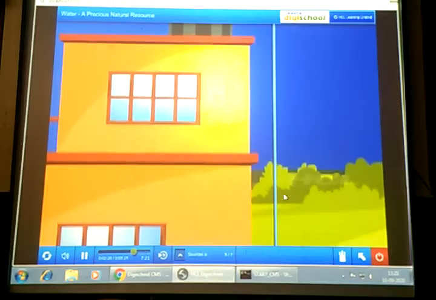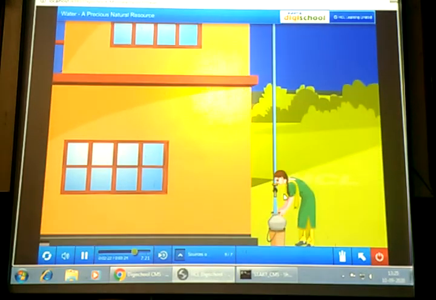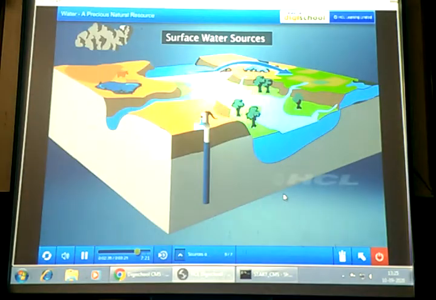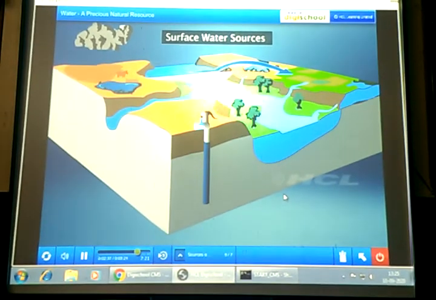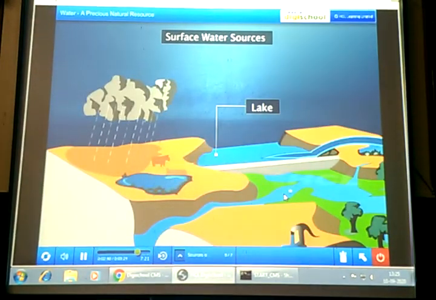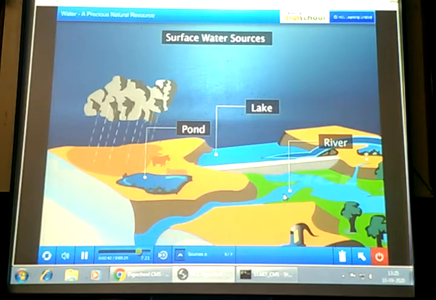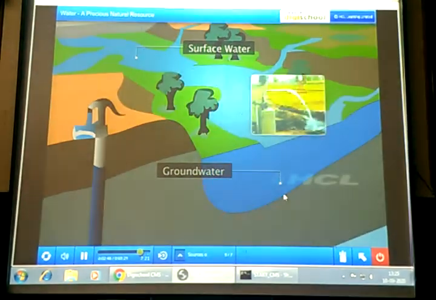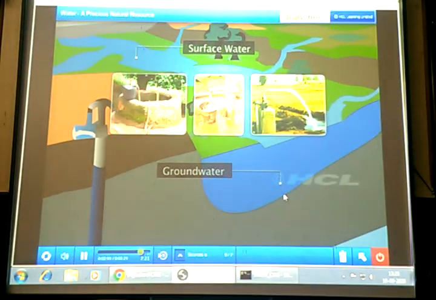Most of the water supplied to our homes as drinking water mainly comes from two freshwater sources: surface water and groundwater. Surface water refers to the water available in lakes, rivers, ponds, streams, or other freshwater sources. Groundwater is water present beneath the Earth's surface.